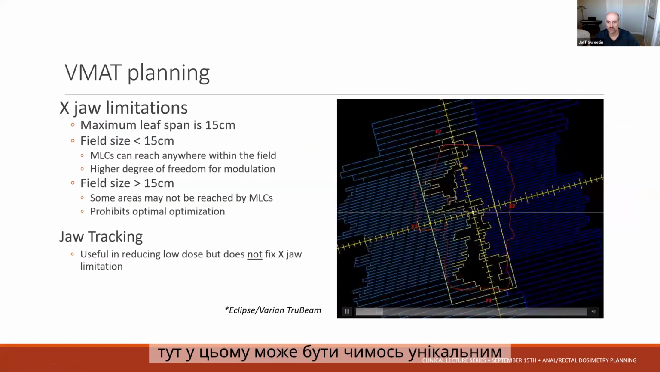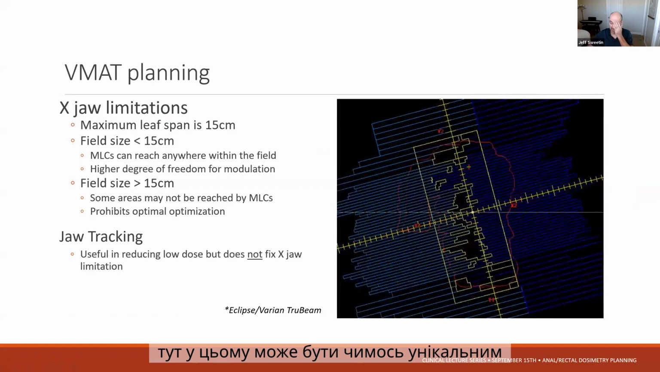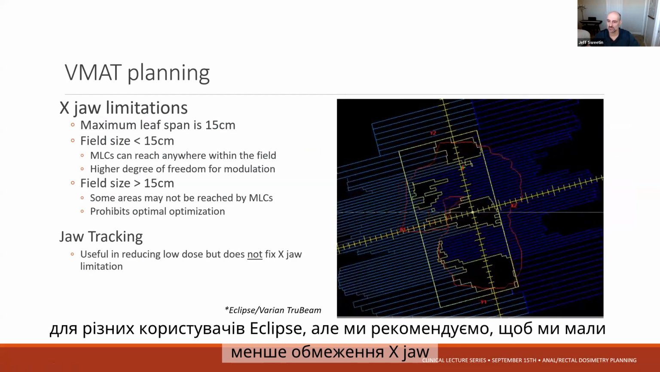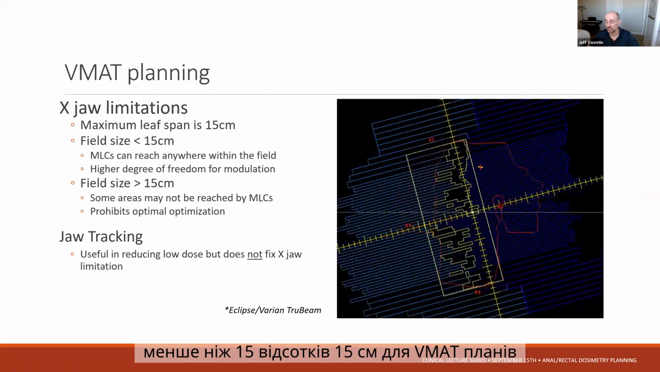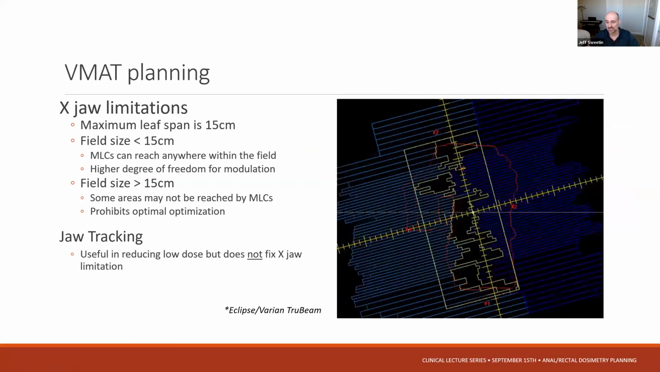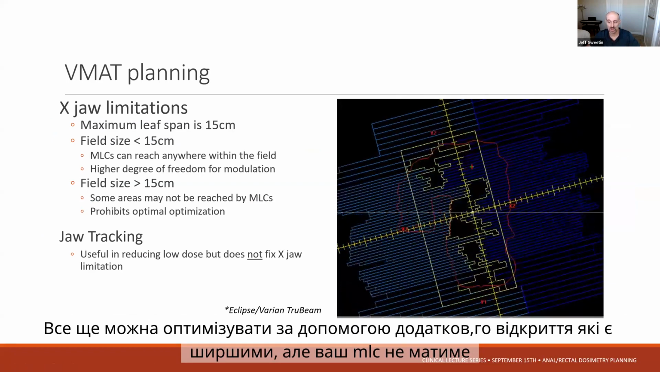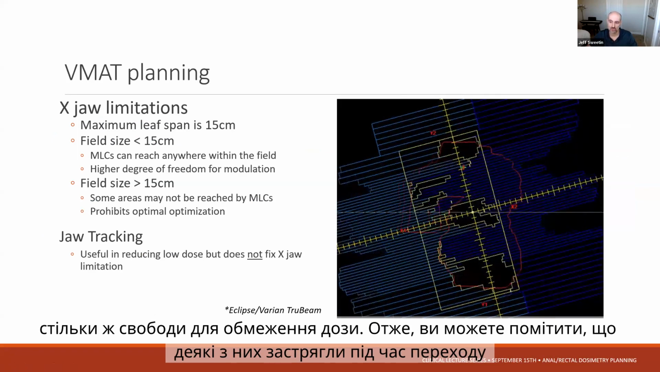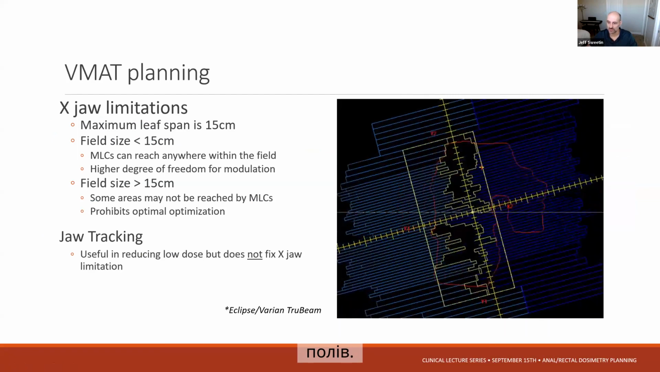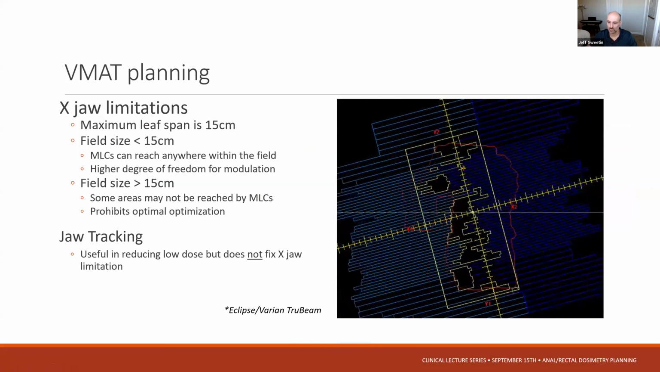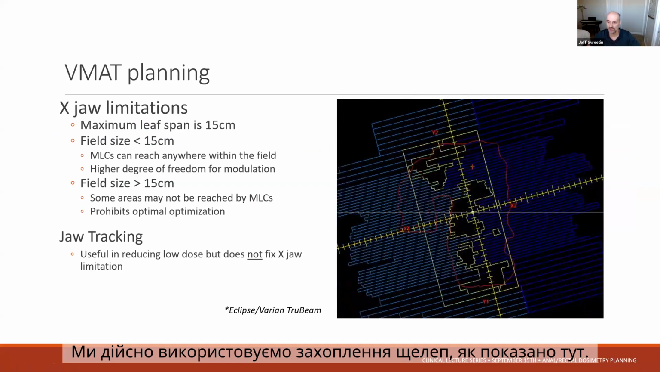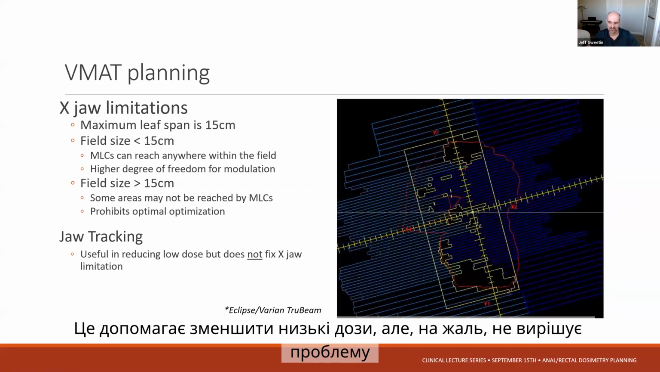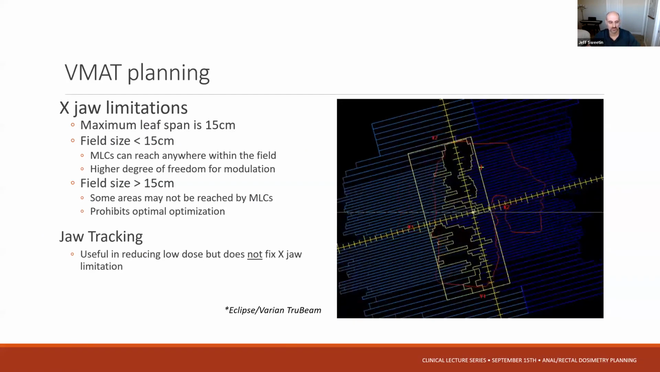as circled here. And this might be something unique to Varian and Eclipse users, but it's recommended that we keep an X-jaw limit less than 15 cm for our VMAT plans. It's still possible to optimize with X-jaws that are wider, but your MLCs won't have as much freedom to shield dose, so you might notice them getting stuck when moving across the field. We do utilize jaw tracking, as seen here, which helps in reducing the low dose, but unfortunately does not fix the issue of the jaw width limit.